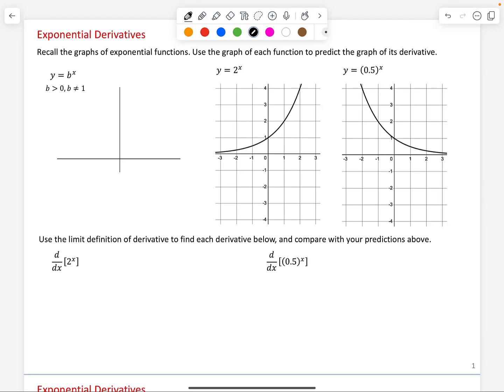Greetings, learners of calculus. This lecture will be on exponential derivatives. In other words, derivatives of exponential functions. Recall the graphs of exponential functions. Use the graph of each function to predict the graph of its derivative.